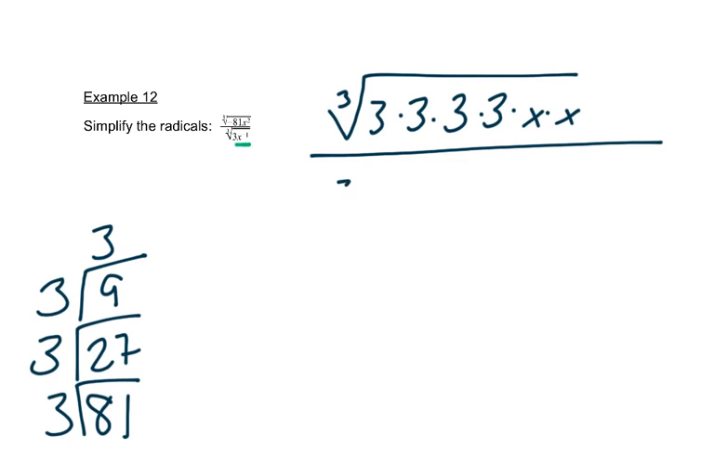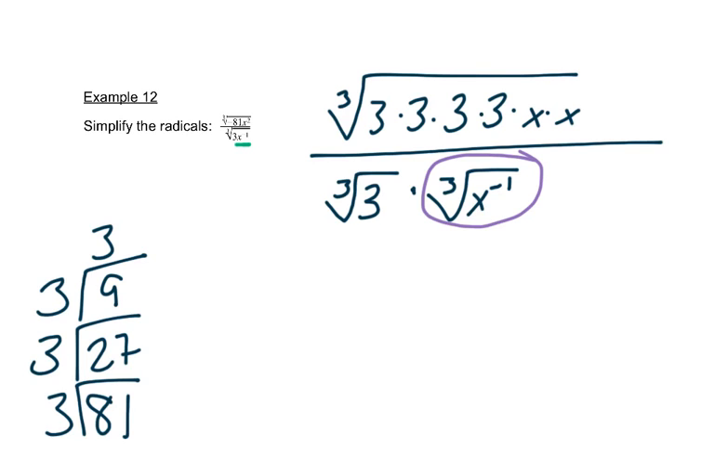On the bottom, I want to break that cube root apart. We have a cube root of 3 and a cube root of x to the negative 1. And I can do that because they're both underneath a cube root and it's multiplication, and this is still multiplication. Now I'm doing that because this x to the negative 1, remember negative exponent means I need to move it to the other part of the fraction. This is on the bottom with a negative exponent, so I need to move it to the top to make the exponent positive.